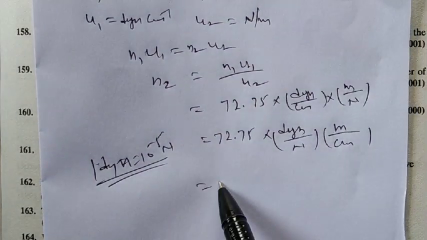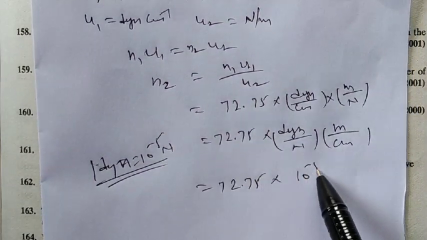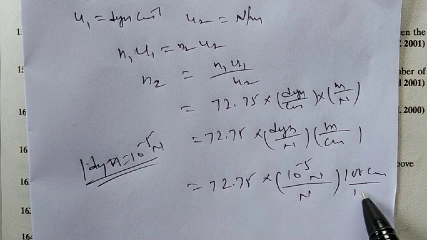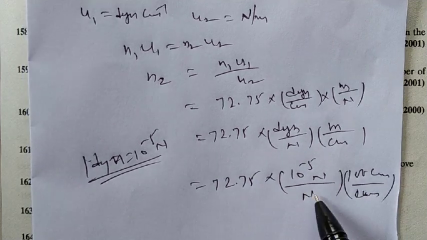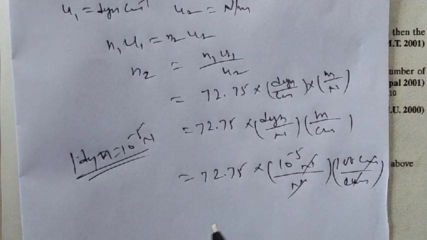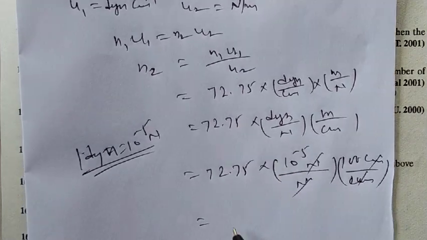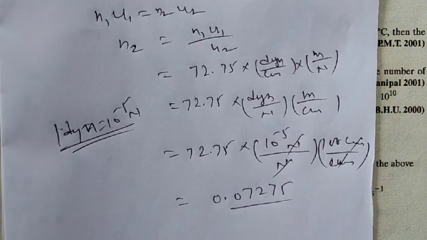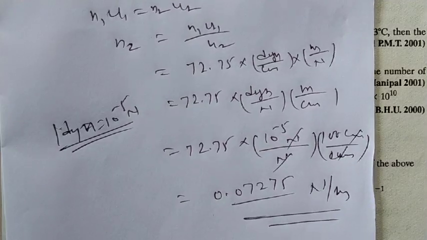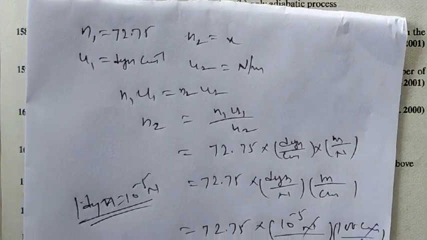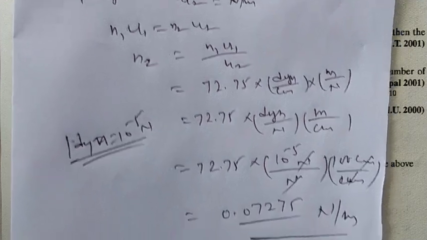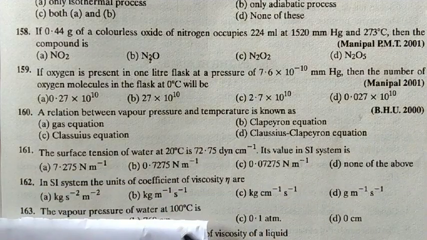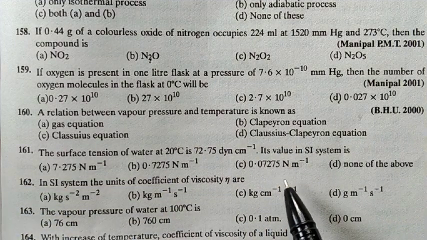Is it clear? If you substitute here, what you get is 72.75 into 10 power minus 5 newtons by Newton into 100 centimeters by centimeter. Is it okay? Now Newton cancels, centimeter cancels, then you will get 10 power minus 3. So automatically you will get 0.07275. Is it okay? In SI system generally what is the unit? Newton per meter. So this is the conversion. This is one of the important methods to convert from one unit to another unit. So finally what is the answer? 0.07275. Is it okay? Right. What is the correct option here?